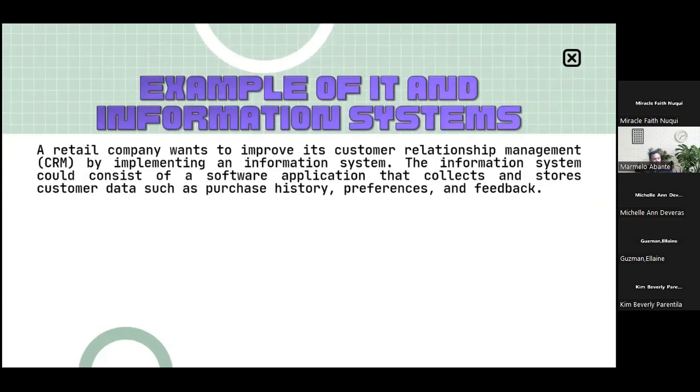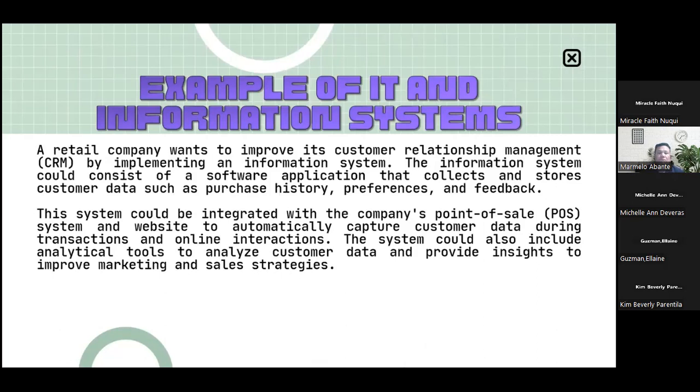Here's a brief example of IT and IS. Suppose a retail company wants to improve its customer relationship management or CRM by implementing an information system. The information system could consist of a software application that collects and stores customer data such as purchase history, preferences, and feedback. This system could be integrated with the company's point of sale or POS system and website to automatically capture customer data during transactions and online interactions. The system could also include analytical tools to analyze customer data and provide insights to improve marketing and sales strategies.